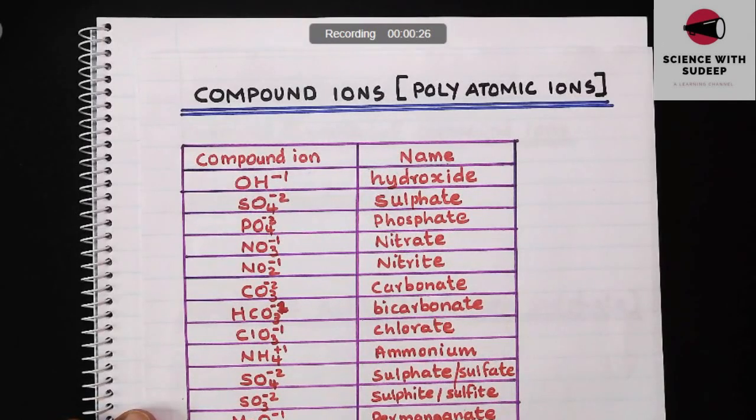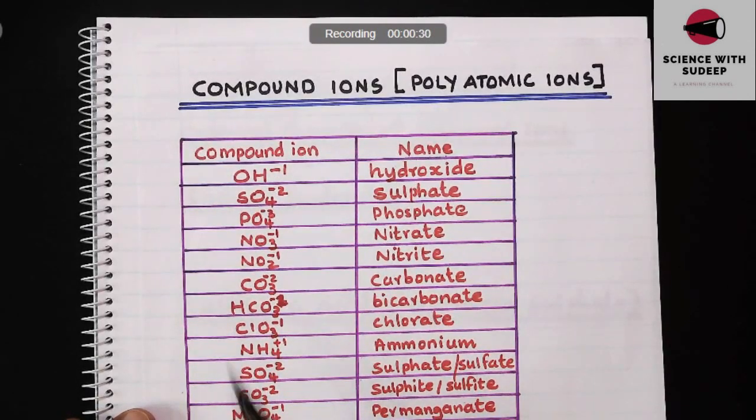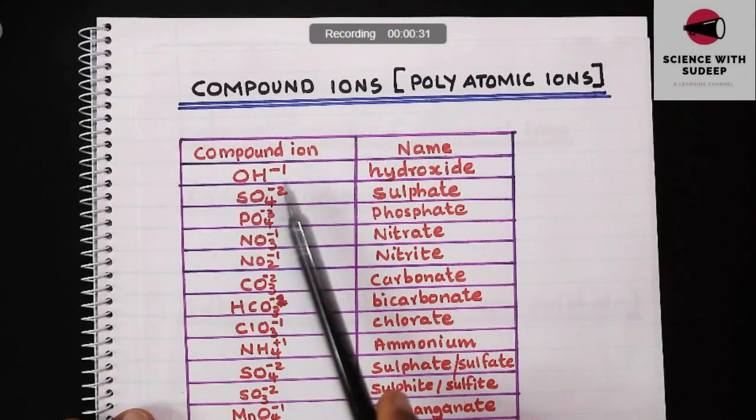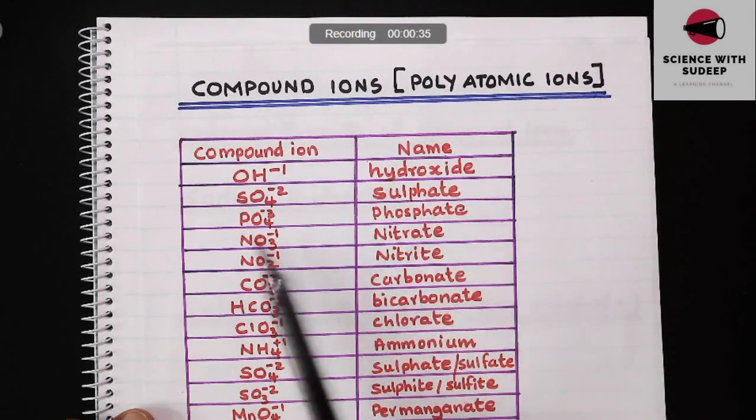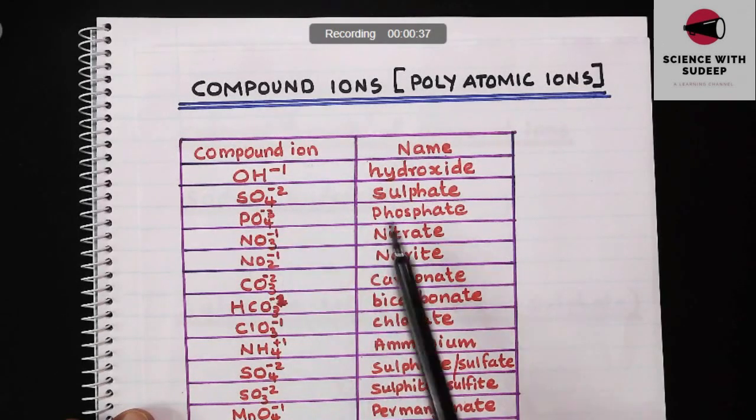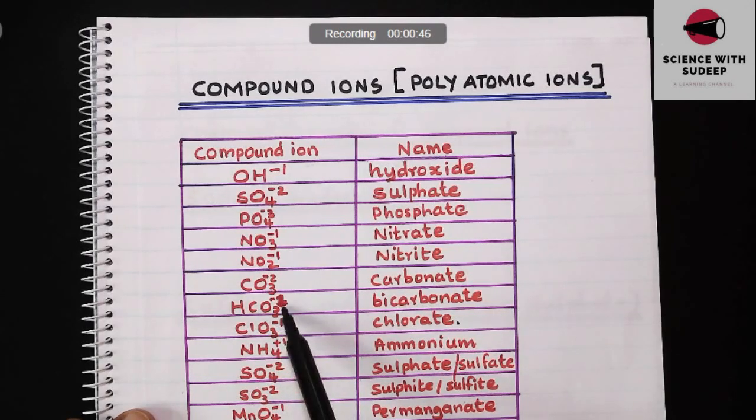Compound ions look like this. This is a small chart for the compound ions. You can Google it. It is available on all the websites. OH minus is hydroxide ion, SO4 2 minus is sulfate ion, PO4 3 minus is phosphate ion. It goes like that. We have chlorate here. This chlorate is a difficult one for the learners. Then bicarbonate, HCO3 -1, and carbonate is CO3 2 minus.